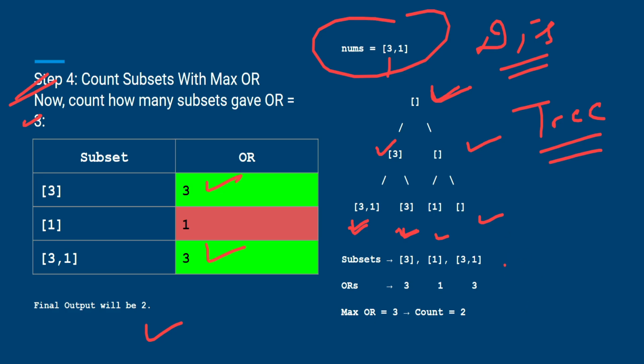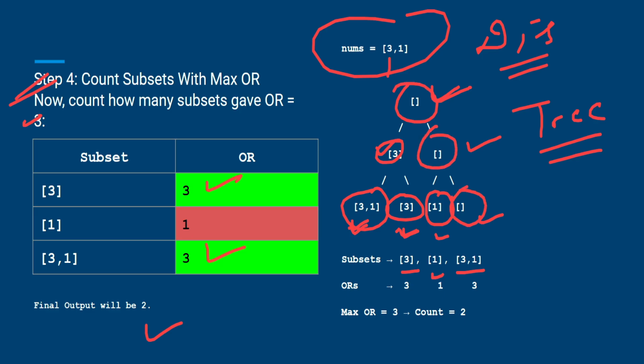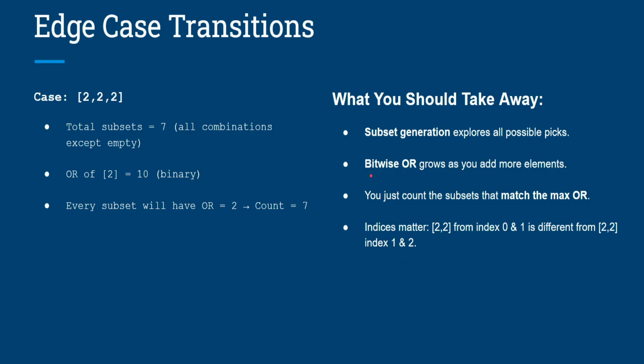The subsets that come here are: 3 came here also and here also, so we can say 3. Then 1 came, we'll say 1, and this 3 1 came. So these are the possible subsets. We will not count the empty one, so we'll count only non-empty, as the question says. And if you take the OR, you will get it like this. Maximum we are getting here and here, so we'll get the count 2. I'm making you understand, so you can understand the concept also.